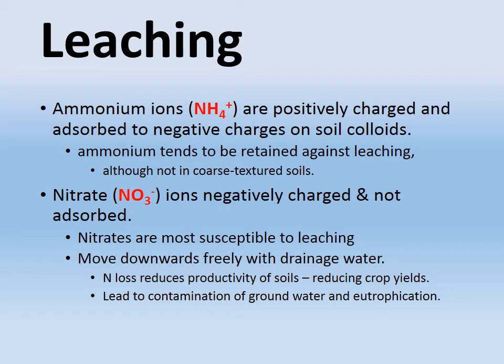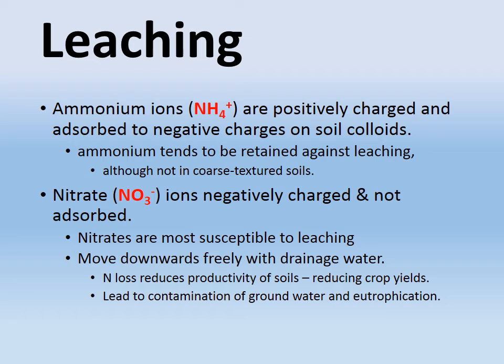And also your nitrate ions are negatively charged and not adsorbed on the clay surfaces. So nitrates are mostly susceptible to leaching because of this reason. They are not adsorbed on clay particles because of their negative charge, and they move downwards freely with drainage water. So nitrogen loss reduces productivity of soils, reducing crop yield.